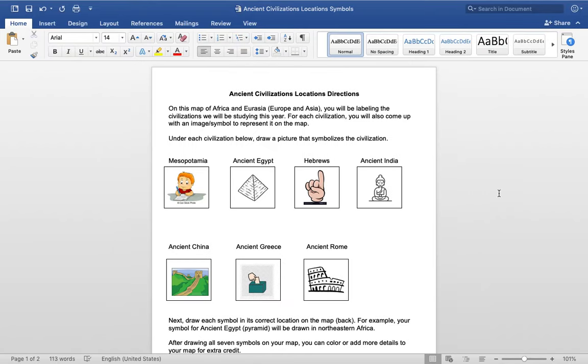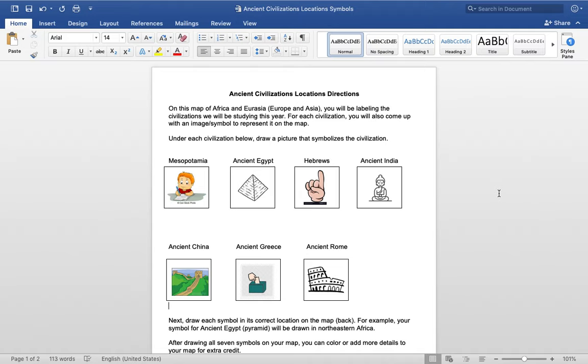So I'm going to go over the symbols that I use for each of the ancient civilizations we'll be studying this year, and then I'll show you where they're located on the map. So the directions you read on this map of Africa and Eurasia, which means a combination of the words Europe and Asia. You'll be labeling the civilizations we will be studying this year.